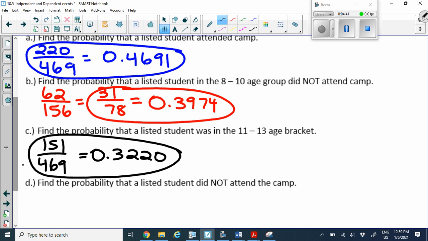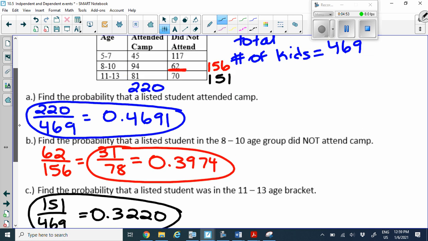Okay, next one. Find the probability that a listed student did not attend the camp. Our listed students, there's a total of 469. Now we have to figure out how many did not attend the camp. In order to figure that out, we will need to add up our 117, the 62, and the 70. So go ahead and add that up in your calculator. When you do, you should get 249.